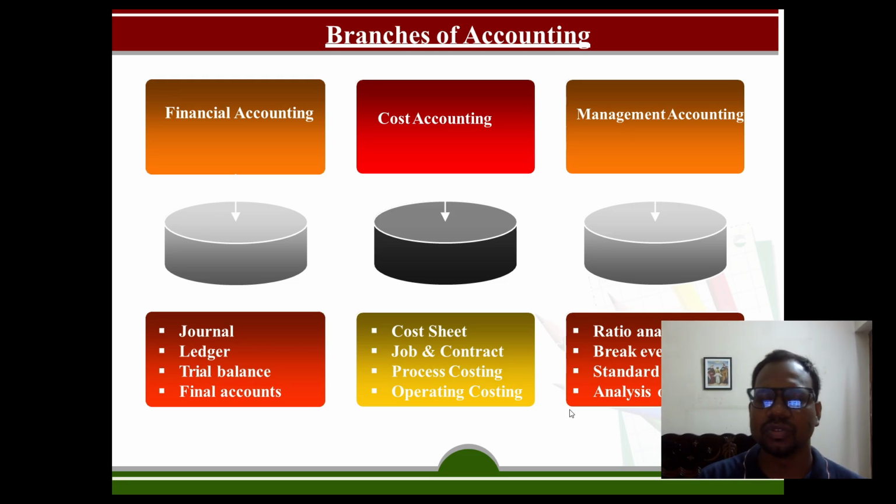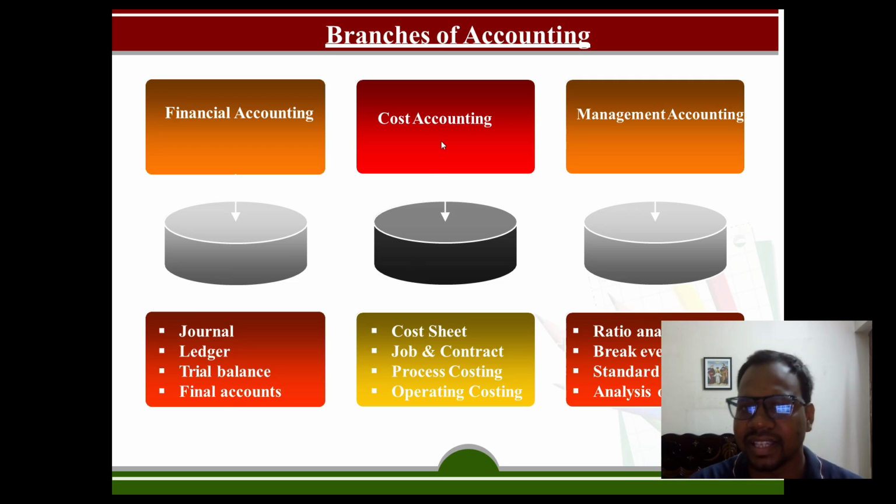Now, to know accountancy, we also have to understand how many branches there are. It has 3 branches: financial accounting, cost accounting, and management accounting. I'll speak in detail about all these, but for today, just to gather a little knowledge, let's go through them one by one. What things are there under financial accounting, cost accounting, and management accounting? Under financial accounting, we have to know the journal, ledger, trial balance, and financial accounts, all these 4 things.